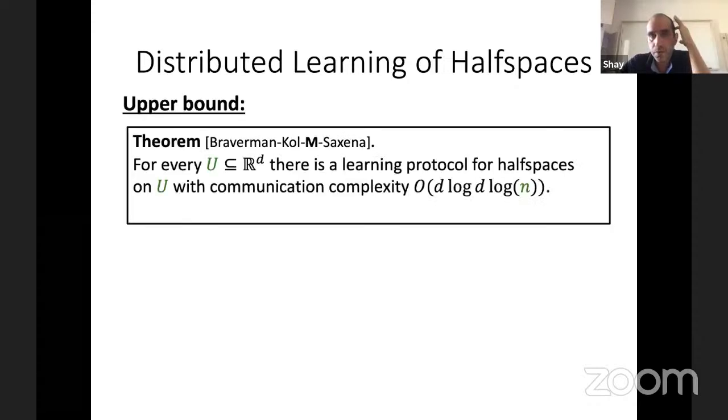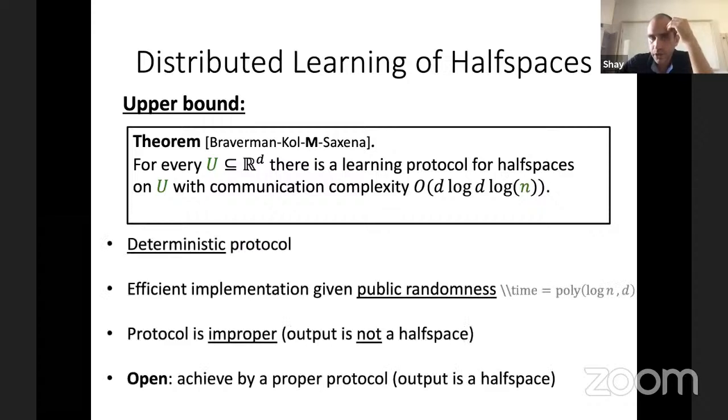What we show is that for every domain U, there is a learning protocol that depends on U for half spaces with communication complexity d log d log n. Our protocol is deterministic, and if you also want to efficiently implement it, then public randomness is useful. The protocol is improper. I was previously asked whether you can output something which is not a half space, and definitely this is the case in this protocol. It is not a half space, it is some decision tree of half spaces, the final output.